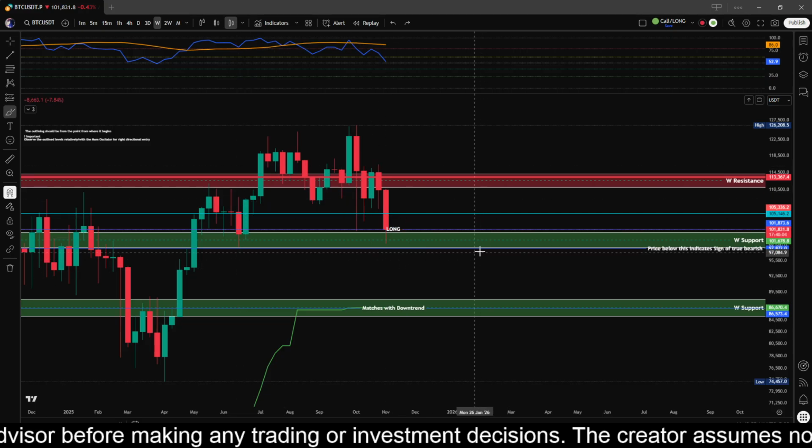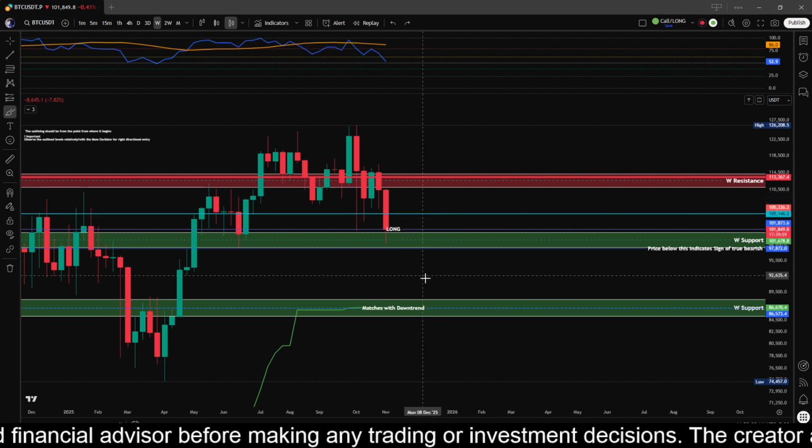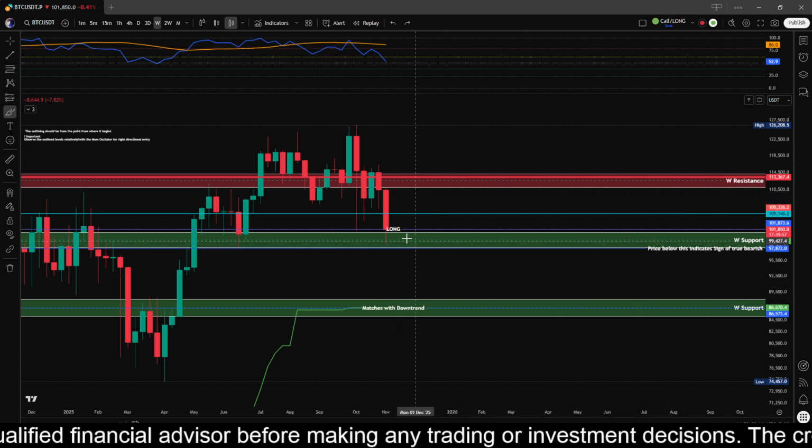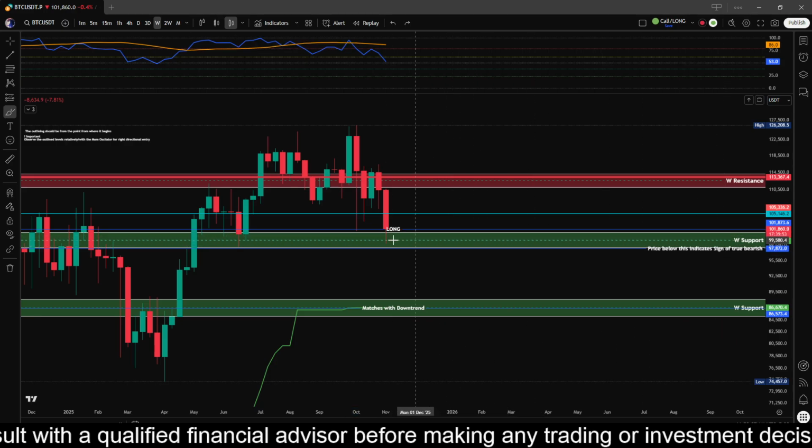And as I mentioned, for that to happen and to remain in the upside, the price needs to trade above, first of all, this zone, the weekly zone. This is the zone, that's what I was referring to.